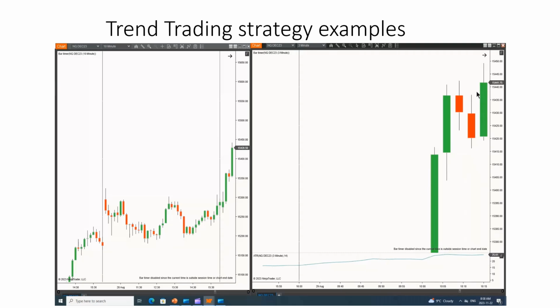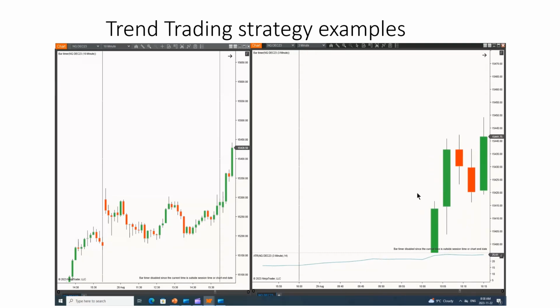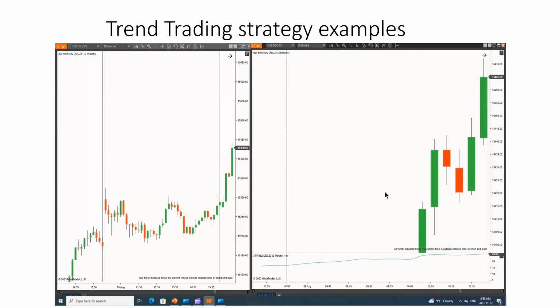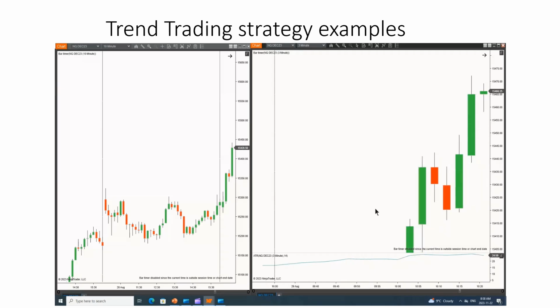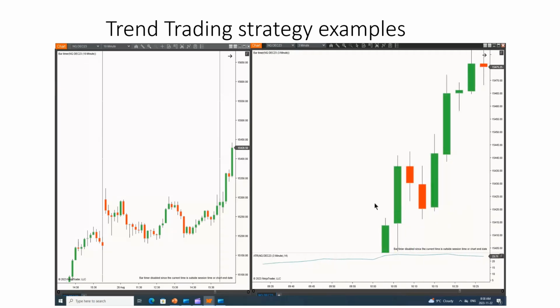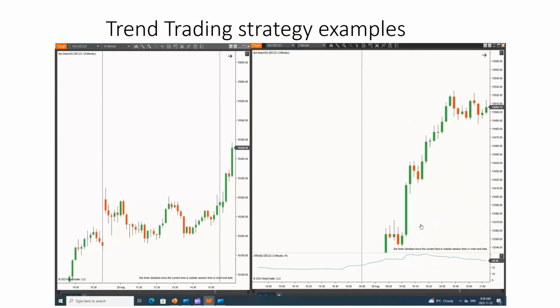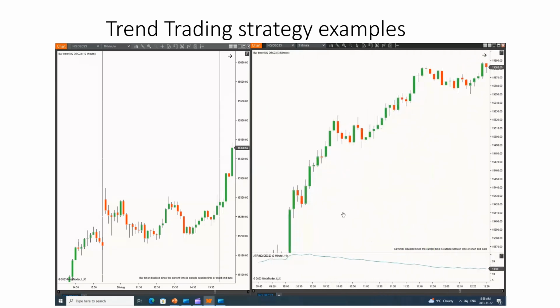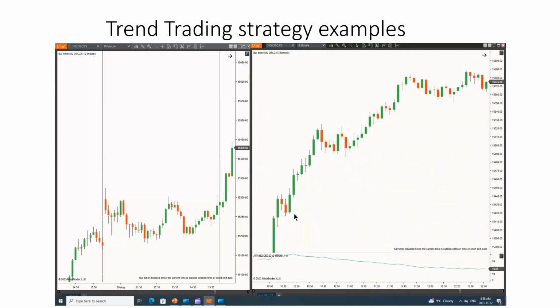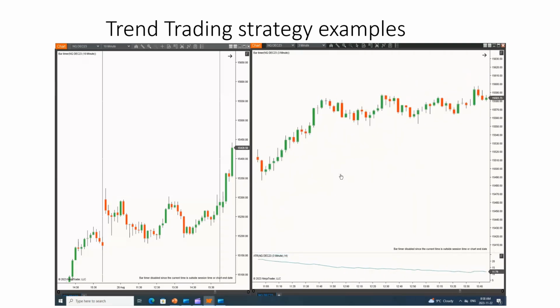There you go. Market went up. All right, it keeps going. It's still going, still going. Let's see how much it went. Wow, it never even returned back. So this is one of the examples of how massive your trades can get.